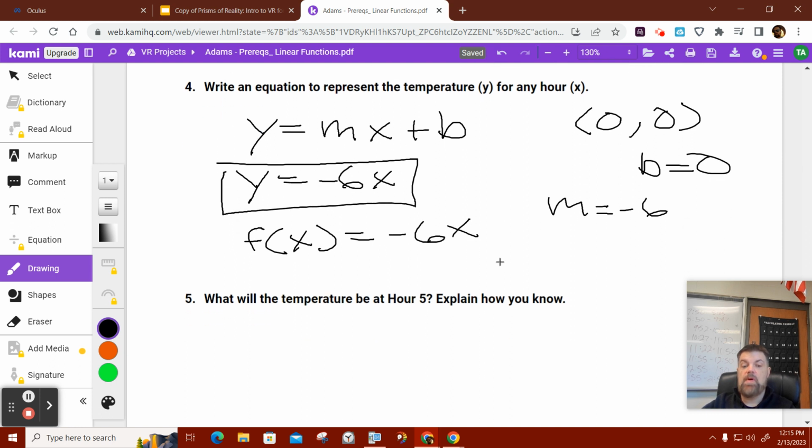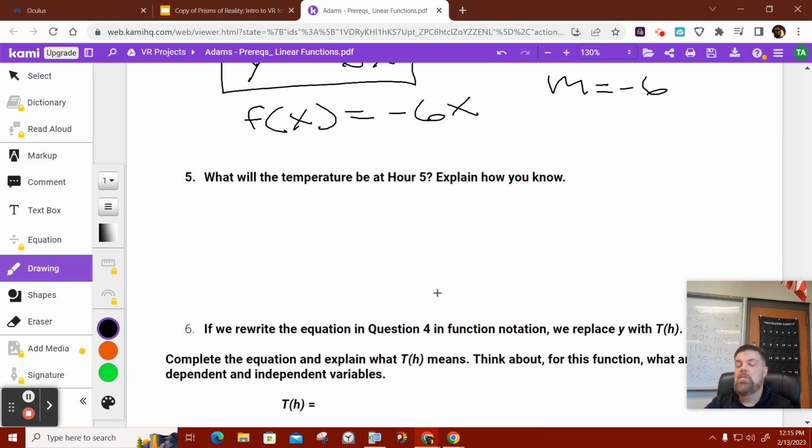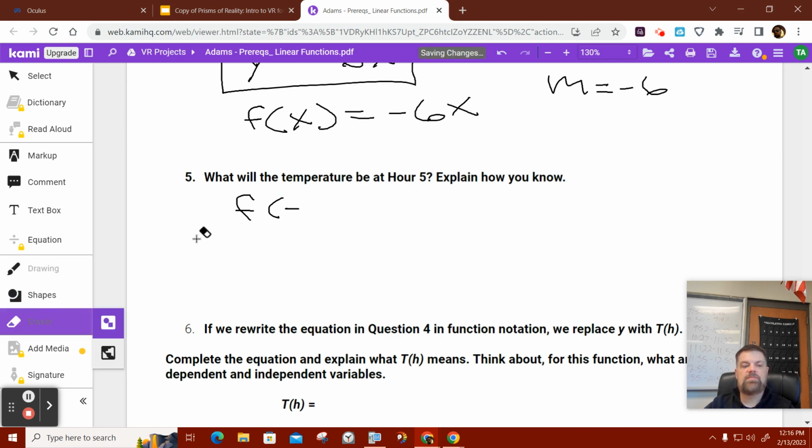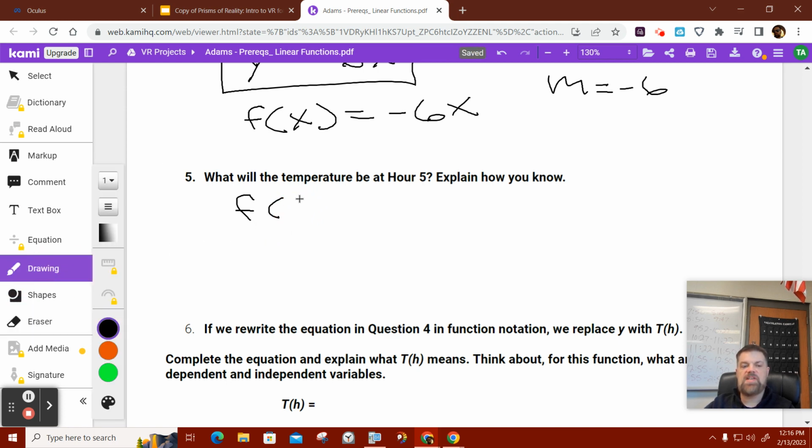Okay. Well, what would the temperature be at hour 5? What do you think we need to do for that? Minus another 6, or we could use the equation. Could I say the function evaluated at x, we're going to let x equal 5, is equal to negative 6. What do I plug in here? If I had an x here and I put a 5, what do you think I put here? 5. What does that equal?